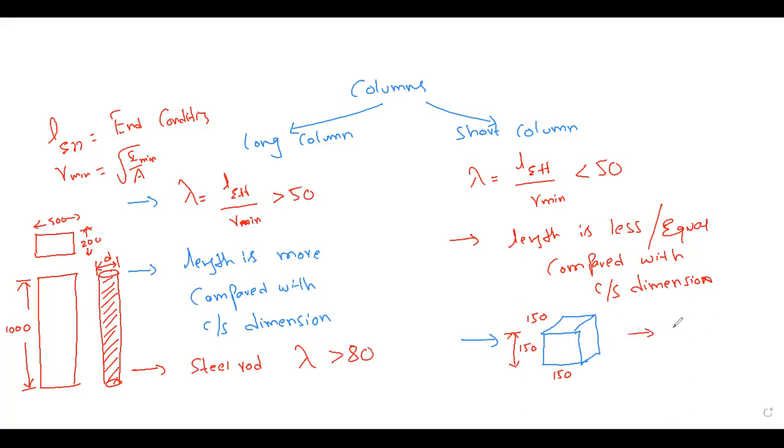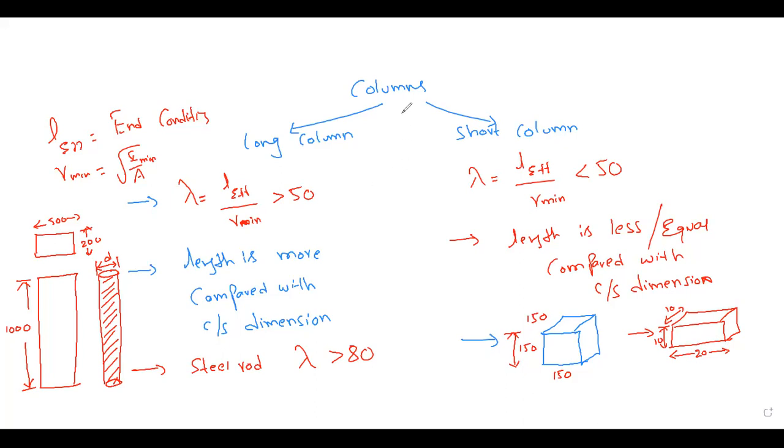Let us see another example. Let us take a cement brick. What is the standard size of a cement brick? 20 by 10. Yes? So what is the height of the cement brick? Is it 10, or less than the other dimension? Less than the other dimension. Yes, sir. So this is also a short column, right?